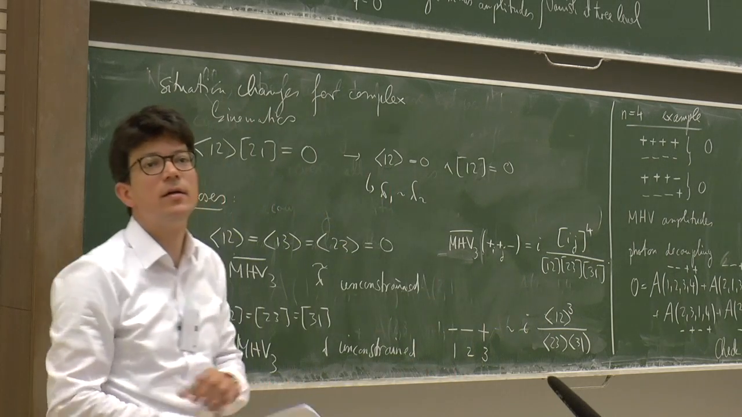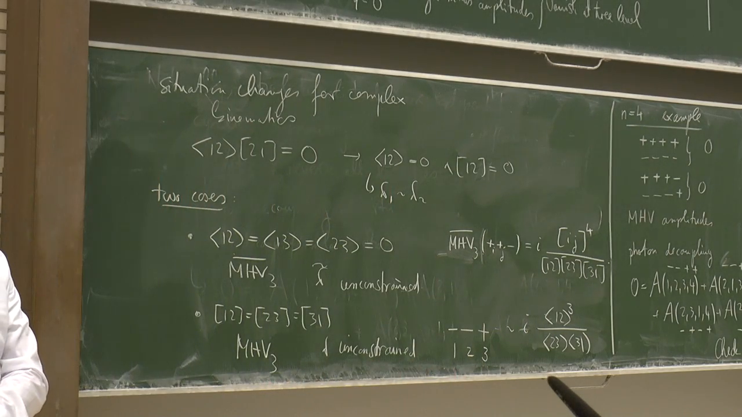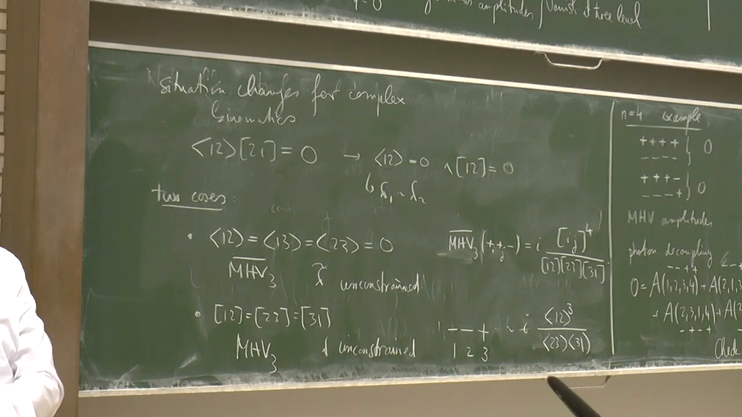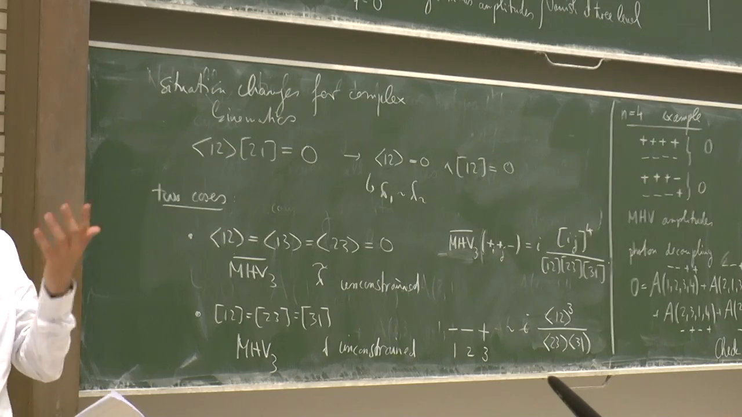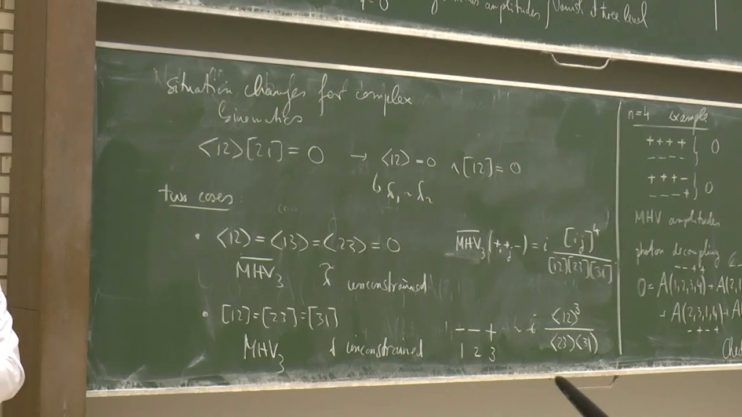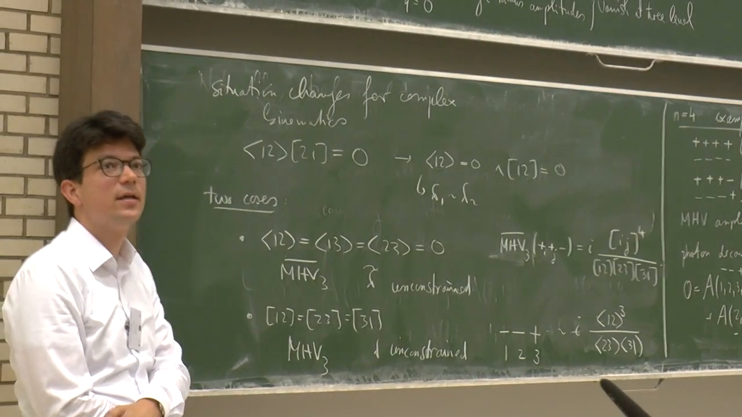And a small thing: instead of going to complex momenta, you could have changed the signature. Yes, that's possible. One can also view it as working in a different signature. Maybe it's a personal preference. I just like to think about complexification of the momentum. Any other questions or comments?